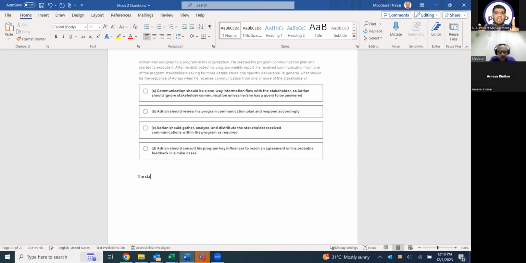In this third scenario, the stakeholder is there, so I don't need to check the stakeholder register. He's already identified. I don't need to check the communication plan because he got the communication. He received the communication, but the problem is that it's not sufficient. So I have to gather, analyze, and do something more. That's why I would go for C. And always keep in mind in the options, whenever you see gather, analyze, distribute, it means it is trying to give you a complete answer.